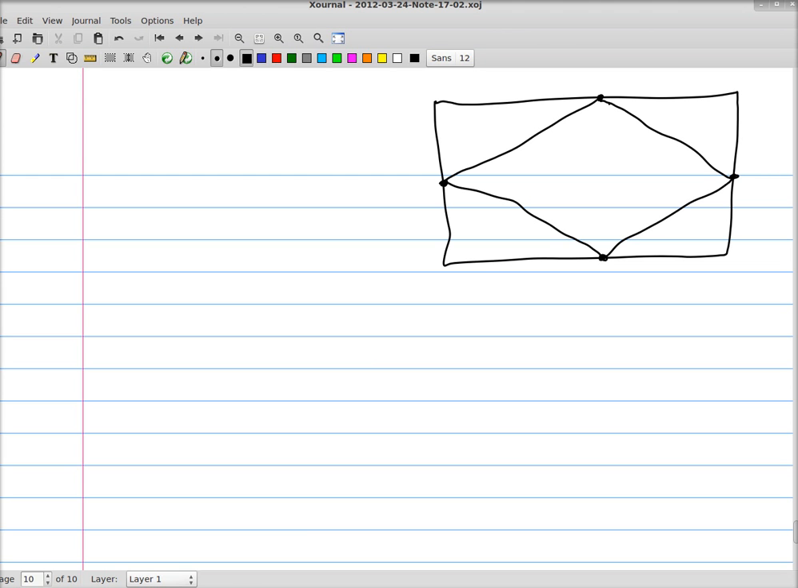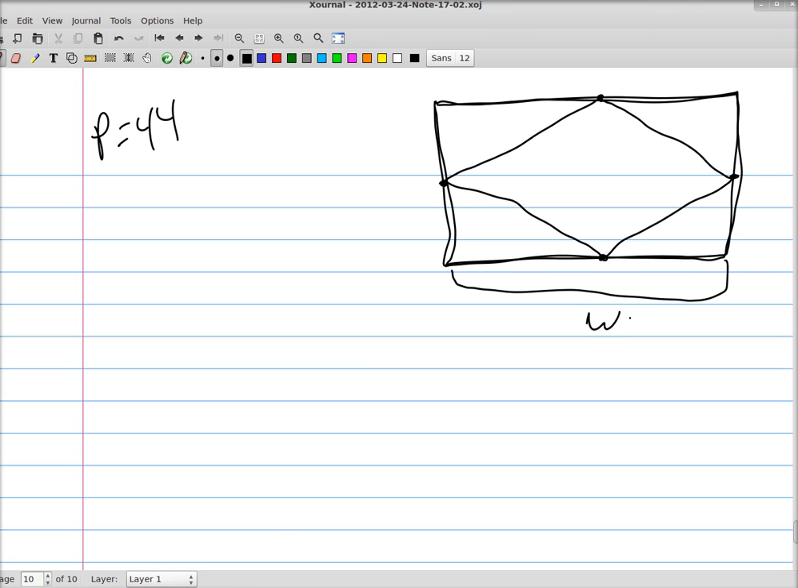We're told also that the perimeter, the length of all of the sides of this rectangle added up together, is equal to 44. And then of course we have to express the area of the rhombus as a function of the rectangle's width. So we know that the rectangle's width right here is W. That's all they tell us. They don't tell us what number it's equal to, but they just tell us it's W.